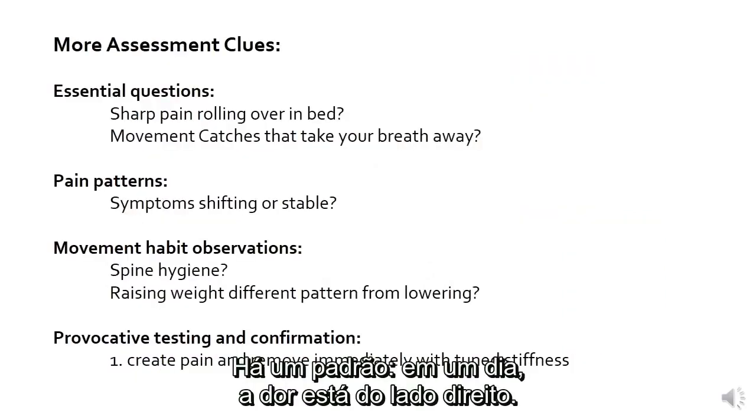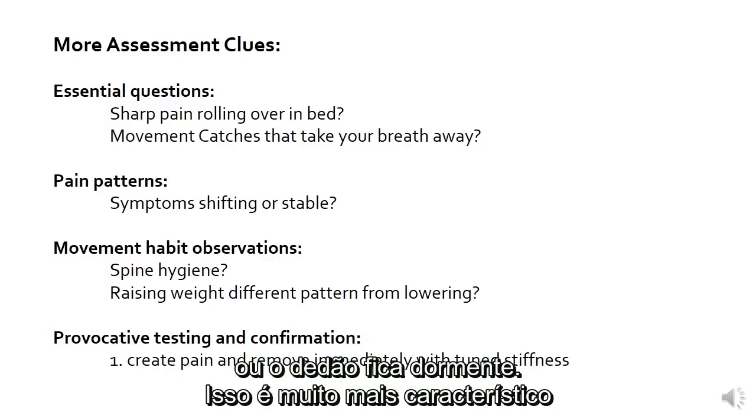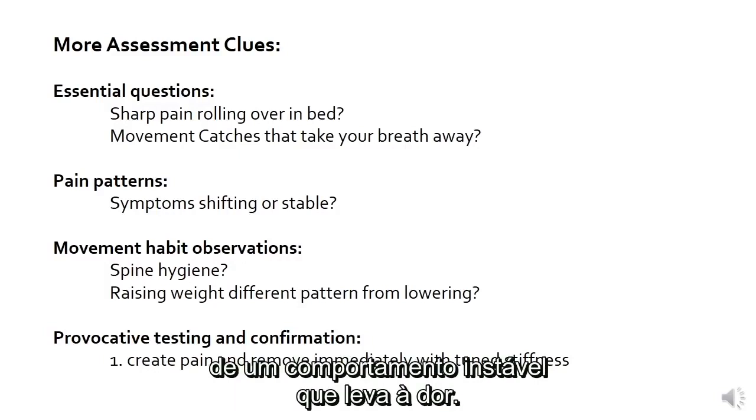A pattern where one day the pain is on their right side, the next day or a few hours later, or they move, the pain then shifts to their left foot and their big toe goes numb. That is much more characteristic of unstable behavior leading to pain.